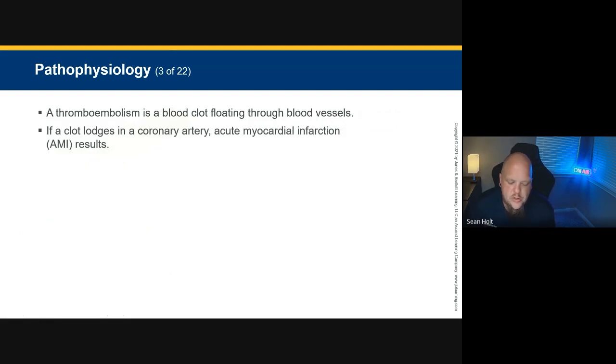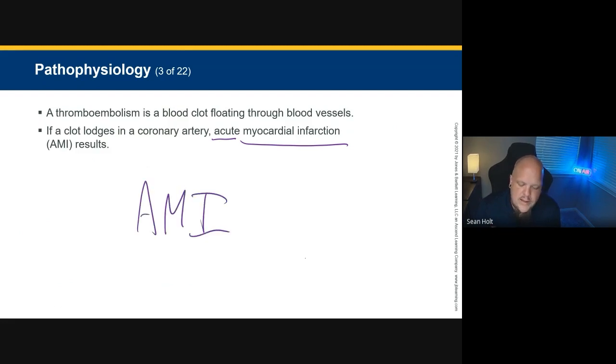All right, there's a thing called a thromboembolism. This is a moving blood clot, a blood clot that is floating through blood vessels. But if a clot lodges in a coronary artery, a heart's vessel, an acute myocardial infarction or AMI results. Remember, we talked about MI just a second ago. You put the word acute before it, and you have AMI. AMI means happening right now.